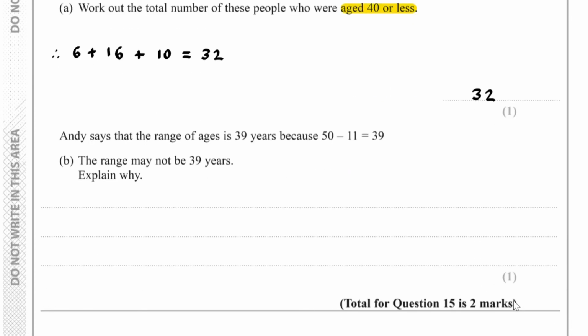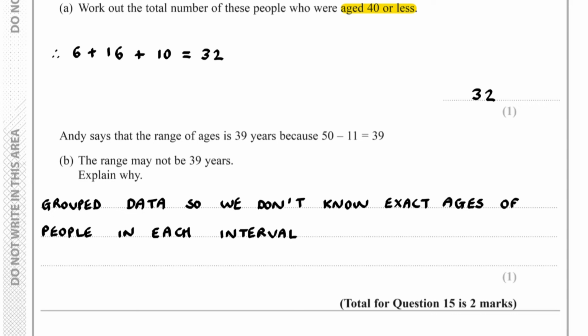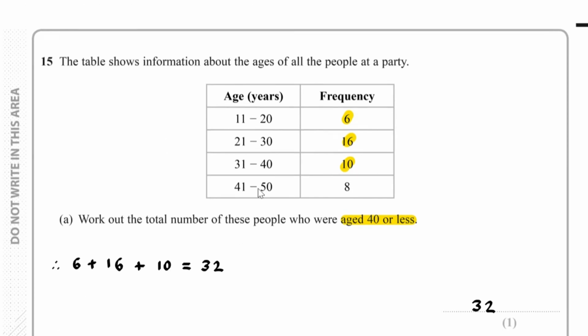Then Andy says that the range of ages is 39 because 50 take away 11 is 39. The range may not be 39, we have to explain why. Well, we've got grouped data, so we don't know the exact ages of people in each interval, meaning we could have, for example, in this category, 0 people who are 11 years old, but then 2 people who are 12 years old, 3 people who are 15 years old, and then 1 person who's 19 years old, for example. Or in this category here, we could have 7 people being 43 and then 1 person being 47.